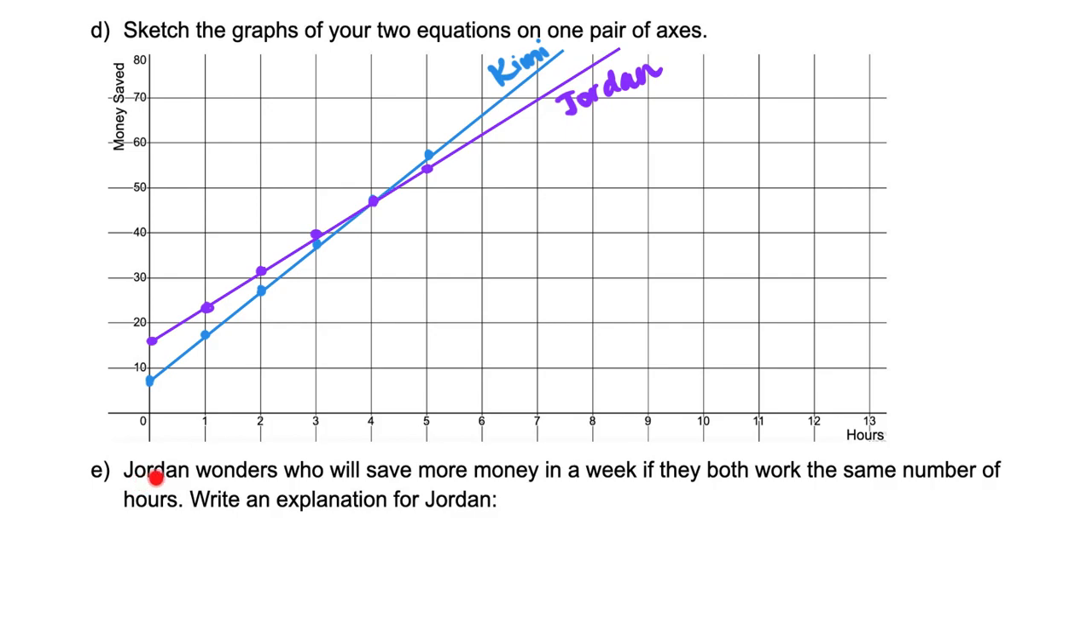So if you look at this question down here, Jordan wonders who will save more money in a week if they both work the same number of hours. Write an explanation for Jordan. And it really depends. That's shown by the graph, and you can even see it in the table. So write a quick explanation that if it's less than 4 hours, then Jordan is making more. If it's more than 4 hours, then Kimmy is now making more. And at 4 hours, they break even and they save the exact same amount.